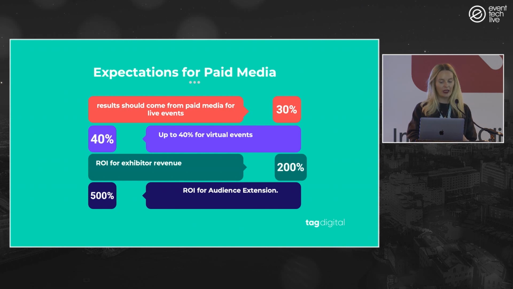And then I'll talk a little bit later about audience extension. The return on investment for audience extension is about 500%. And audience extension, to put it into context, is if you don't have a live event happening or you want to offer 365 advertising to your exhibitors, then you can use the data that you've got and resell that to exhibitors through cookies or through data lists to give them digital advertising.